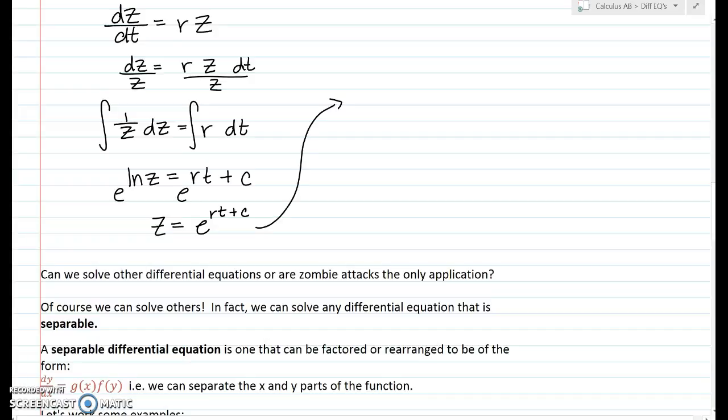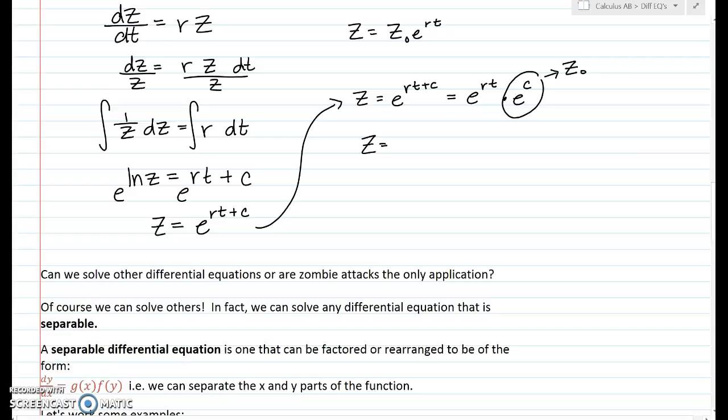Which doesn't yet quite look like our z e to the rt. So let's see what we can do. We've got e to the rt plus c. If you remember your exponent rules, I can make this e to the rt times e to the c. But e is just a number, c is any number, so I can really call this anything I want. I'm going to choose to call it a capital Z sub 0.